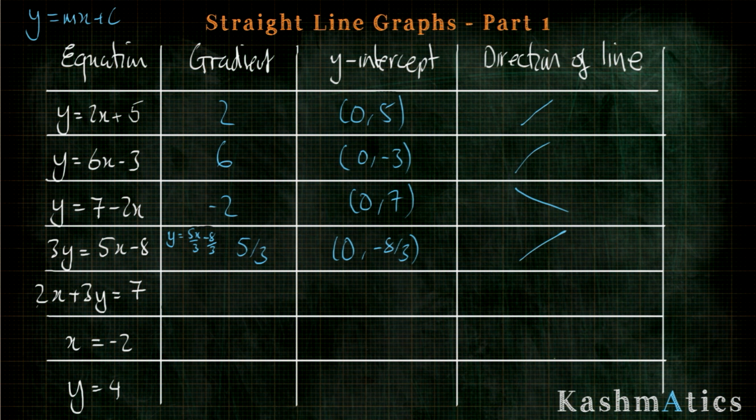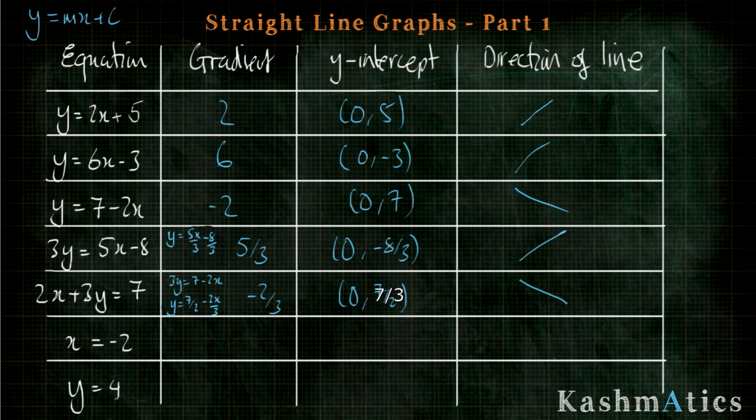This one here, I need to rearrange it in 2 steps. So subtract 2x to get 3y equals 7 take away 2x. Divide by 3 to get y equals 7 over 3 take away 2x over 3. And pick out the gradient, so minus 2/3. And the y-intercept is (0, 7/3). That's a negative gradient, so it's going to point downwards.